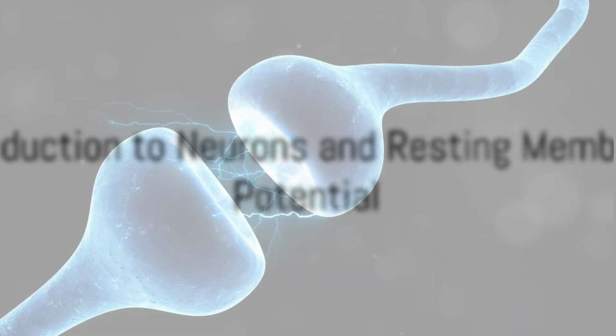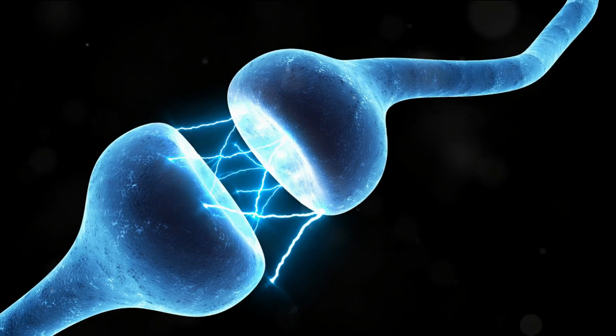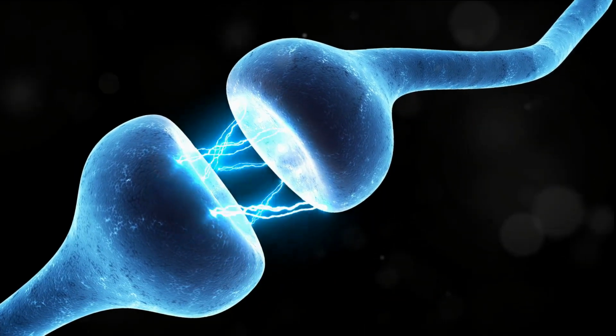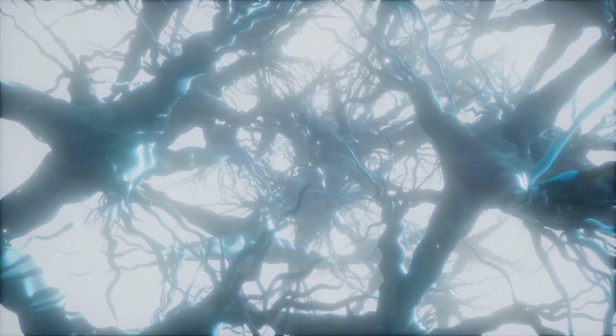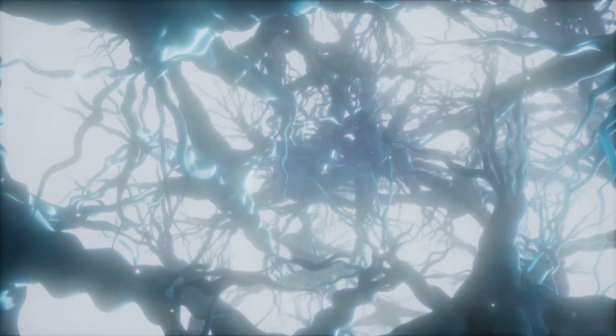Have you ever wondered how neurons communicate? Underneath the seemingly simple process lies a complex and fascinating system of electrical charges and ion channels. Today we're going to delve into this intricate universe of neurons, starting with the concept of the resting membrane potential.